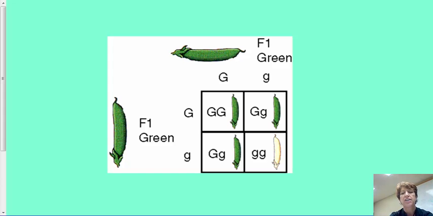And you cross 2 of these green pea plants and you end up with 1/4 of them being yellow. So looking at the data, you see that green is dominant, but both of those green pea plants were carriers, which means they were heterozygous. They were big G, little g. So 25% of the time, their cross yielded a yellow plant.